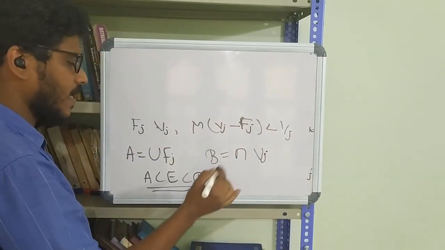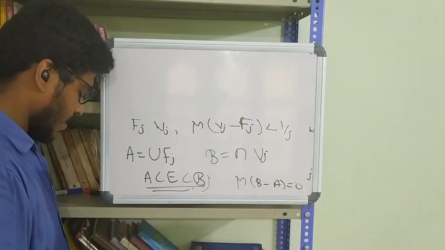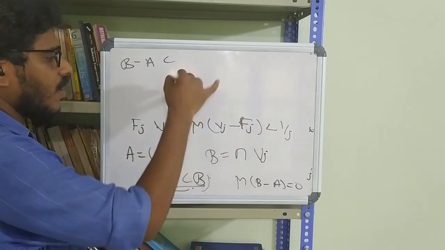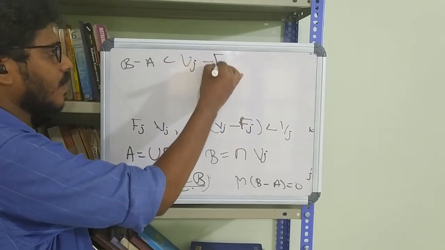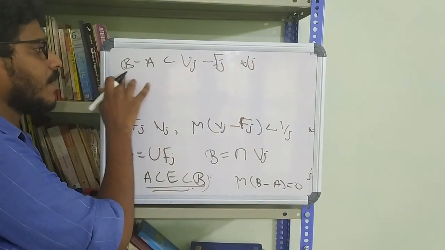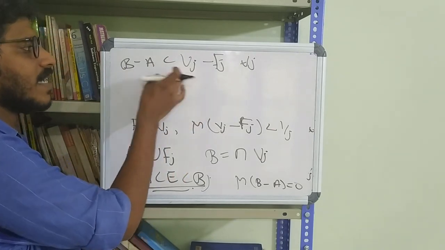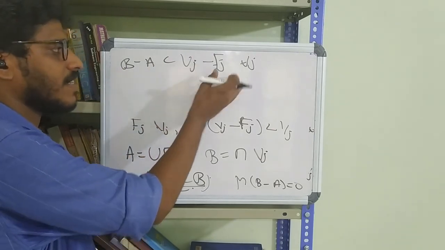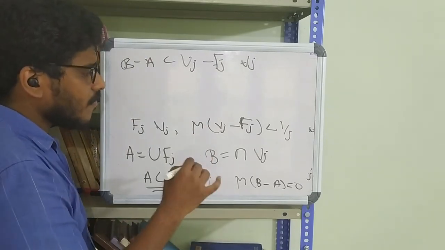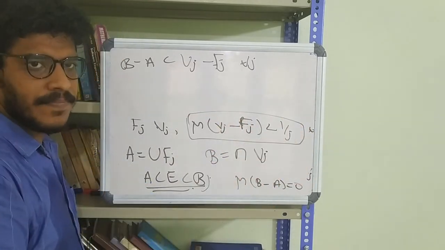So we got the first part, and now we need to prove that measure of B minus A is 0. Right. Now B minus A is contained in Vj minus Fj for every J. You can visualize this, since B is the intersection of all Vj's and A is the union of all Fj's, B minus A has to be contained inside Vj minus Fj. And measure of Vj minus Fj is less than 1 by J.